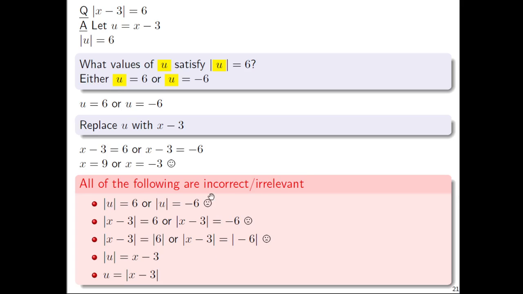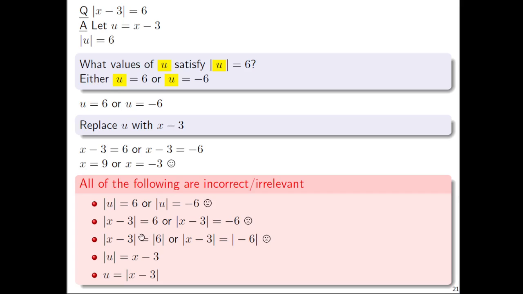Let's point out the following things I have seen as incorrect things to do, because people are just trying to mimic a process. So pay very close attention to what each line is doing here, and how each line led to the next line. And these boxes here are my thought bubbles to let you know what I'm thinking about. I've seen people write, instead of this line here, absolute value of u equals 6 or absolute value of u equals negative 6.